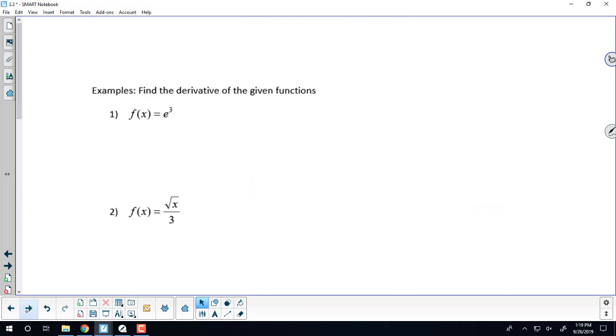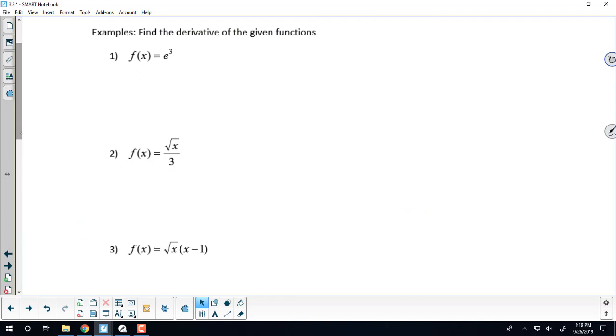So a couple of derivatives to find here. What's the derivative of e cubed? 0. What kind of function is e cubed? Constant function. It's constant, right? It doesn't have an x, it doesn't have a variable in it. e cubed never varies, it's always flat. The derivative of e cubed is 0 because e cubed is a constant.